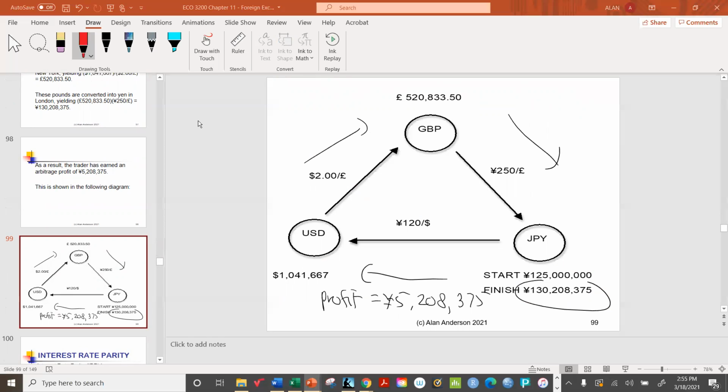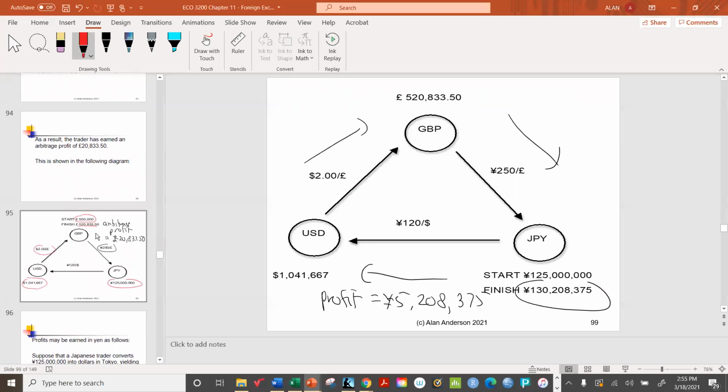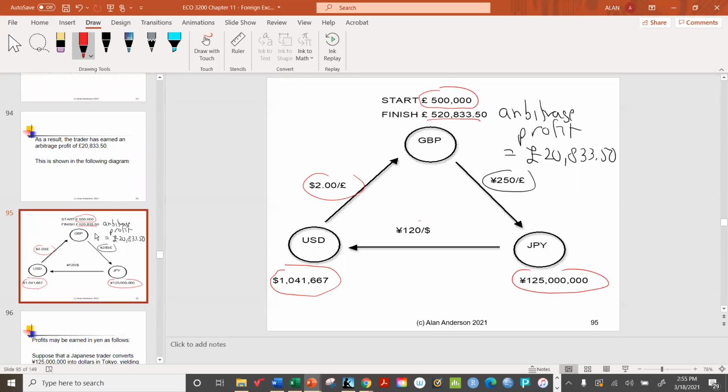Oh yes, go ahead. Actually, I think you changed the slide. I wanted to ask. Oh, all right, let's go back. Yes, this one you mean. Yeah, so we're starting in pounds, right? Yes. Okay, and I'm not sure how we get to 20,833 pounds.